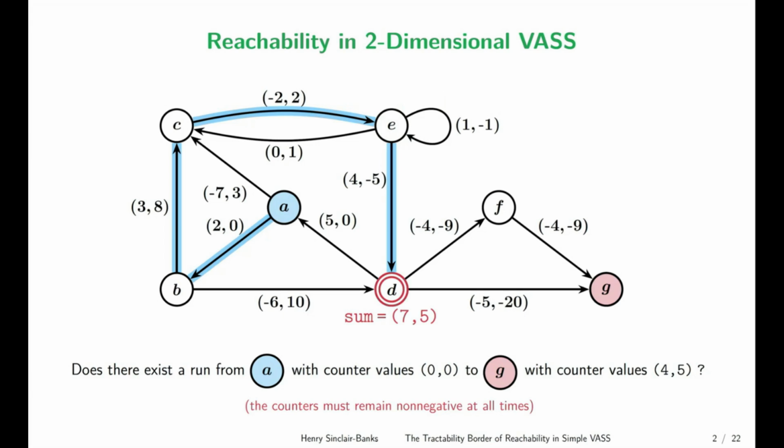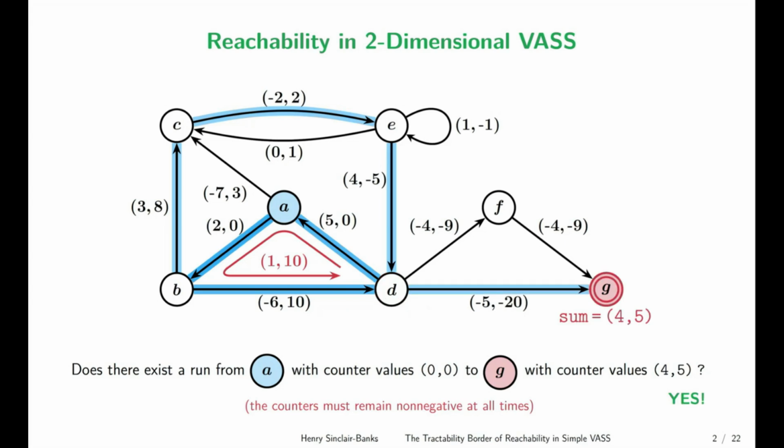And now notice that your goal is to get to G with counter values 4 and 5. And regardless of whether you go via F or not, you're certainly going to go negative on either counter. So you have to do something. If you stare for a while, you'll notice that there's a cycle back here that you can take that will increment your first counter by 1 and your second counter by 10. So we'll take that twice, and now, rather conveniently, you can take the transition directly to G to get you to 4, 5.